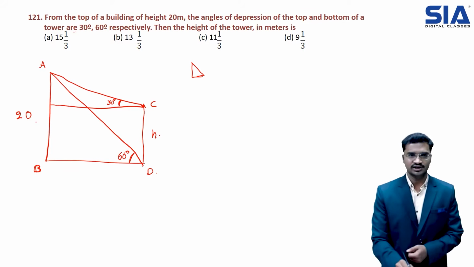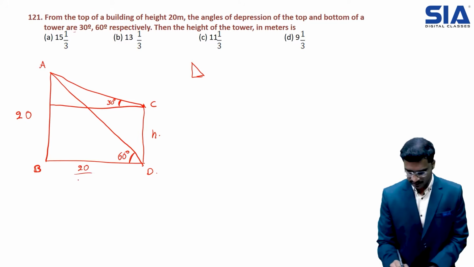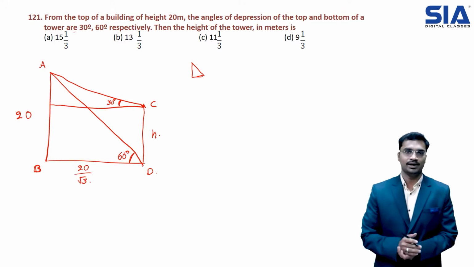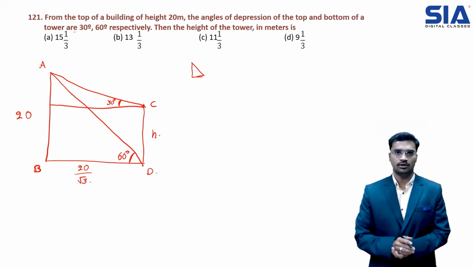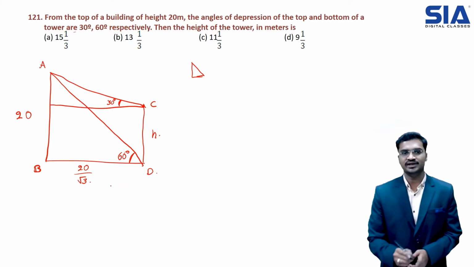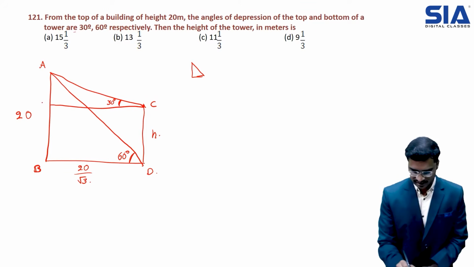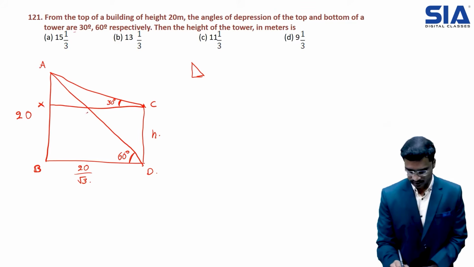Opposite to 60 degrees we will be having 20 by root 3. Here I am applying the tan theta rule or any sin theta rule. So here 60 degrees, the value of BD is 20 by root 3. If BD is, let us assume this as X, so XC is also 20 by root 3.